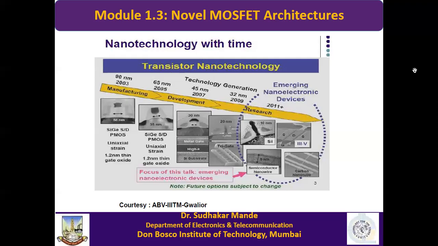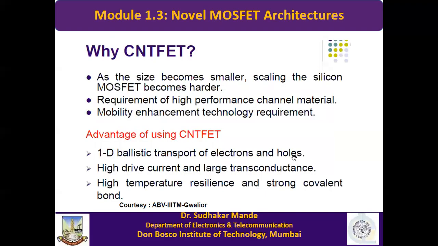Some people say that carbon nanotubes may play a very crucial role in replacing silicon material. So let us see what it is. So what is a carbon nanotube? Why it is needed? Because as size becomes smaller, scaling the silicon MOSFET becomes harder, as I mentioned. Then there is the requirement of a high performance channel material. Silicon material will not give us very high performance.